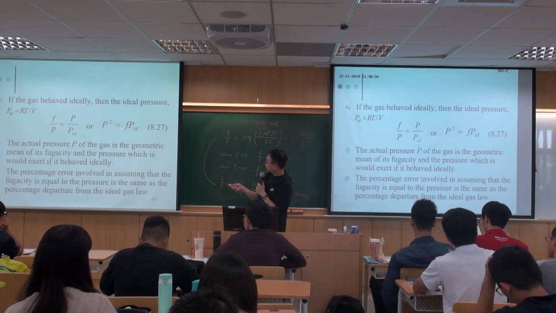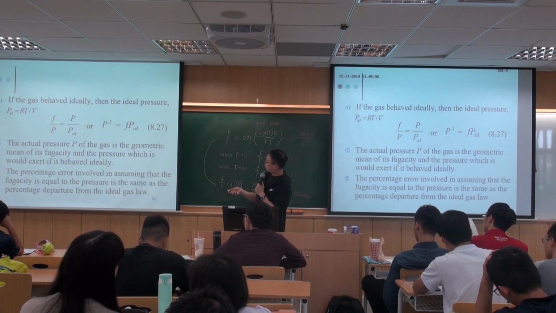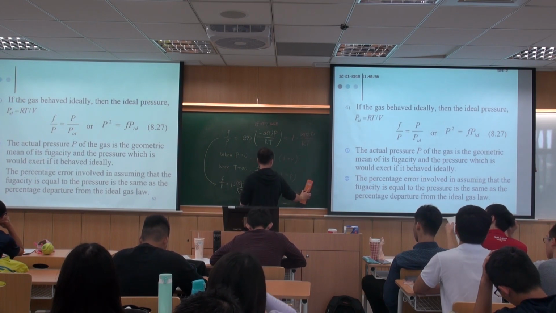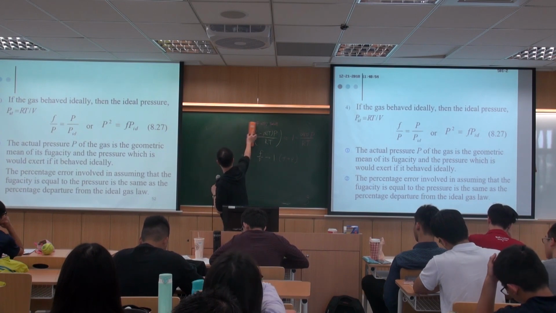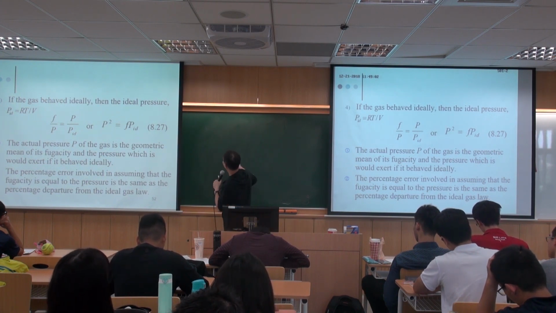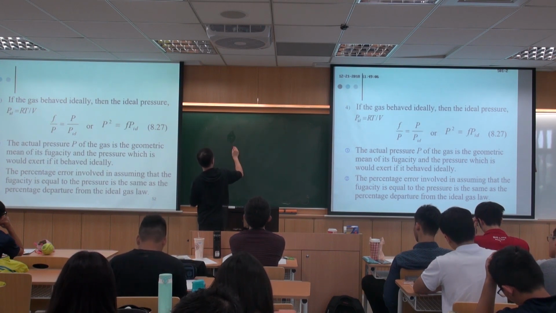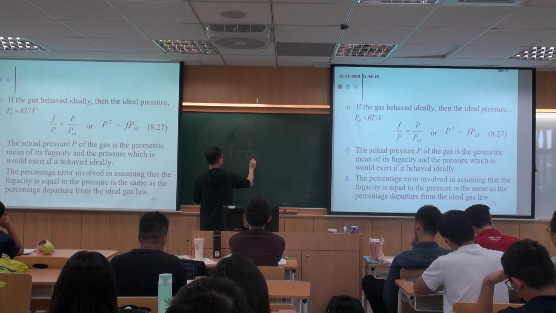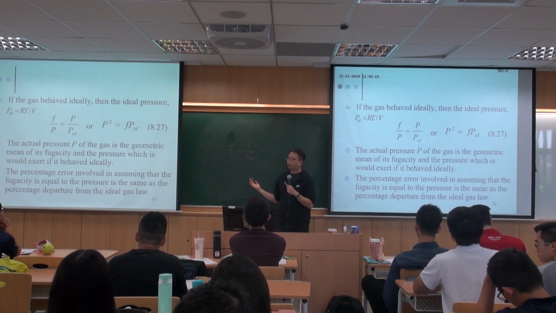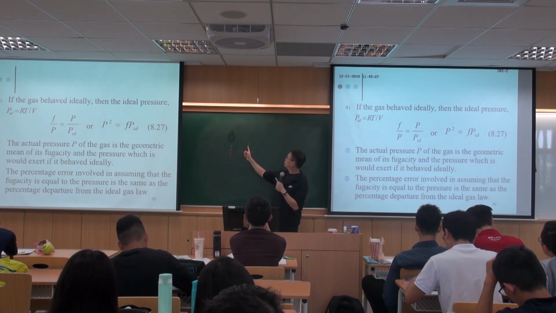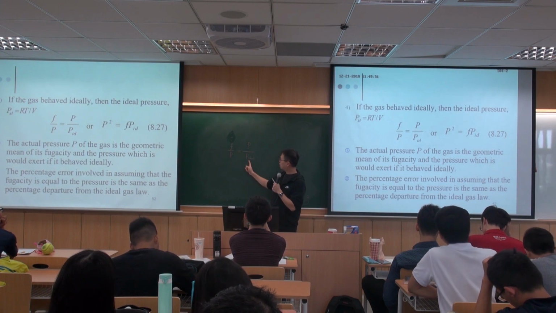But the reason why I want to show you this is because it tells you that the actual pressure P of the gas is a geometric mean of its fugacity and the ideal pressure. So fugacity is something that is defined as pressure, but it's not really pressure, right? And right now we have F over P close to P over P ideal. So if you just look at this equation, you'll realize that the ratio between fugacity and the pressure that I measure is actually the pressure that I measure to the pressure in the ideal case.